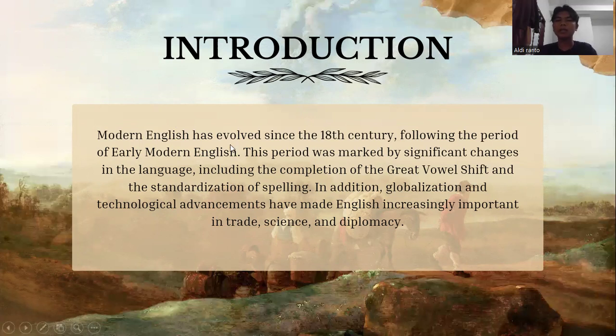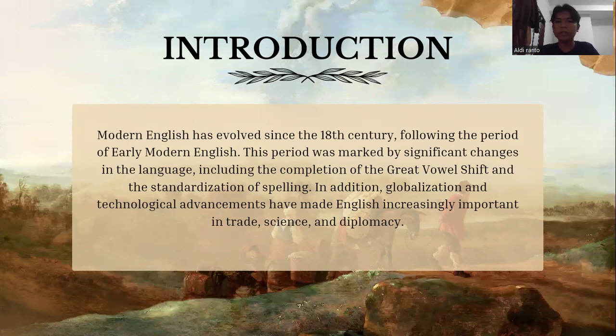Modern English has evolved since the 18th century, following the period of early modern English. This period was marked by significant changes in the language, including the completion of the Great Vowel shift and the standardization of spelling. In addition, globalization and technological advancements made English increasingly important in trade, science, and diplomacy.